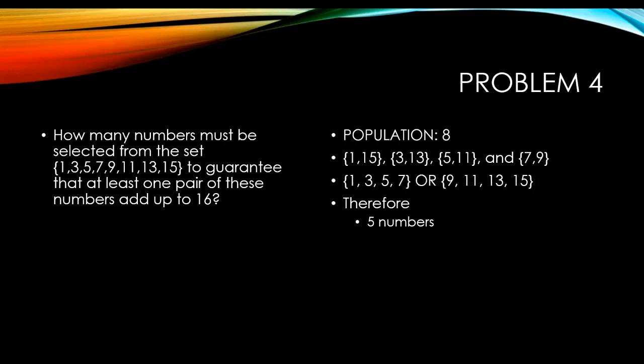If we choose only 4, for example 1, 3, 5, 7, or 9, 11, 13, 15, it will not yield 16. But if we add one more integer, 1, 3, 5, 7, and then any value from the second group, we have 5, and definitely we will have a sum equal to 16 when we pair certain integers. So that's problem number 4.